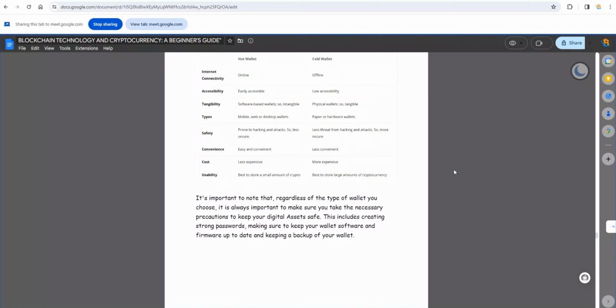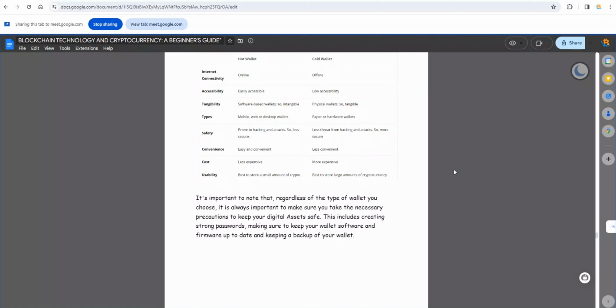Hot wallets are easy and convenient as compared to cold wallets, which are less convenient. Hot wallets are less expensive. Actually, most of them are offered for free, okay? And cold wallets are more expensive. Now, this is in comparison to what you get with hot wallets, okay? Because when you need to get a cold wallet, remember, a device like this, you definitely have to buy one. As for ability, hot wallets are best for storing a small amount of crypto, and when it comes to cold wallets, they are best for storing large amounts of cryptocurrency over a longer period of time.